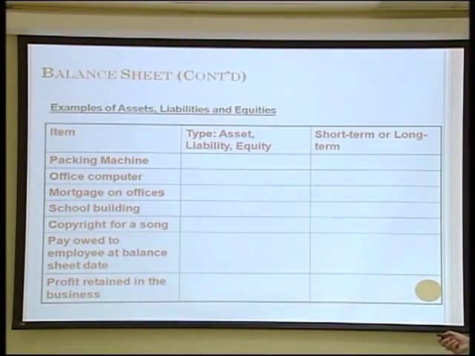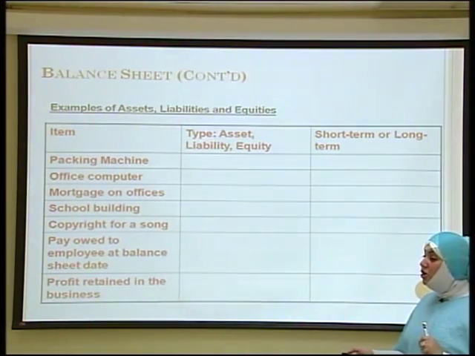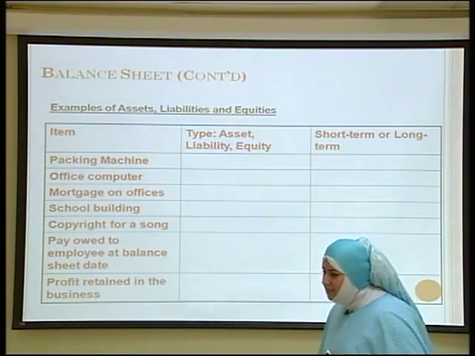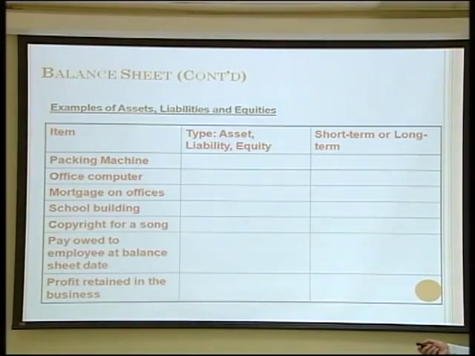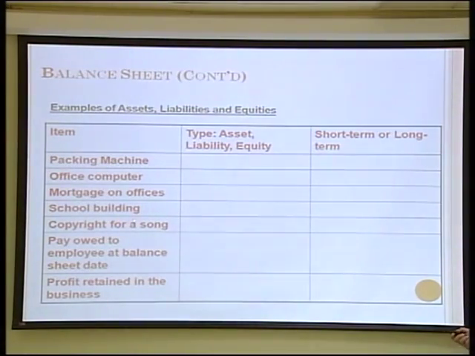Excellent. Mortgage on offices. What is mortgage? It's like a loan. Loan is a liability. Excellent. Is it long or short? You know now, it's long. Okay. School building. It's an asset for the school. Long term or short term? Long. Excellent.